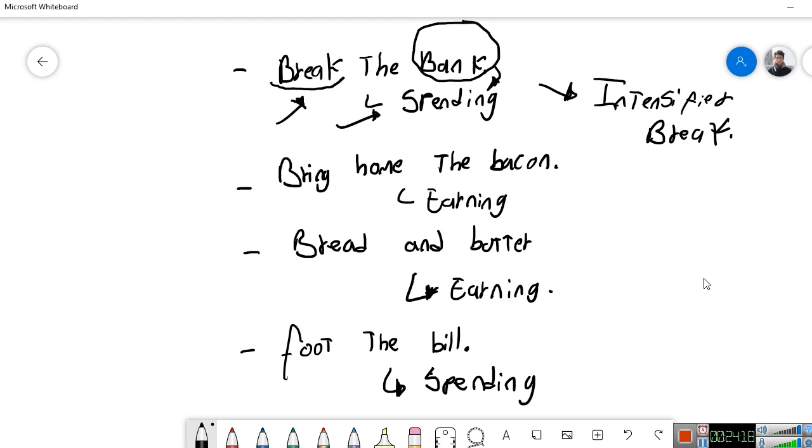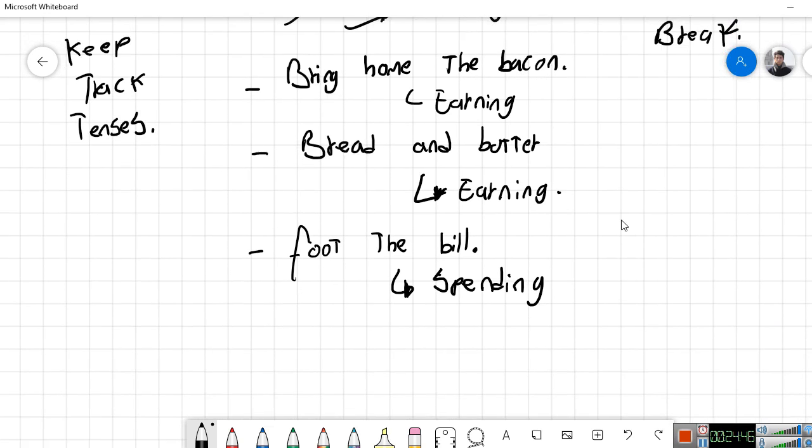It's necessary to keep track of the tenses. I'm saying many of these idioms in the present, but if it's necessary in the context that you're going to say it, you can say it in the future or in the past. All right? Got it. Nice.